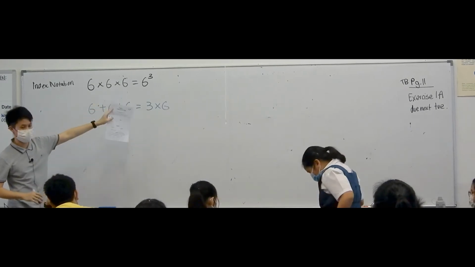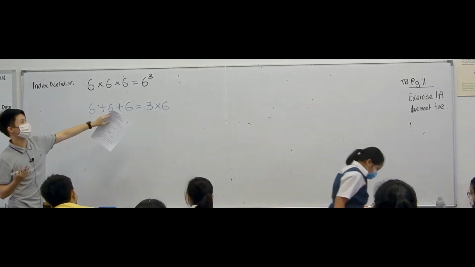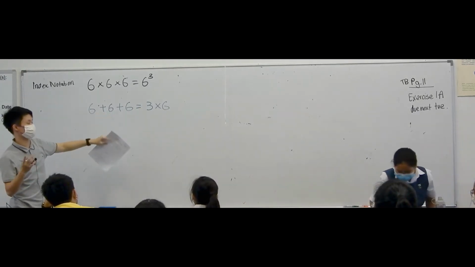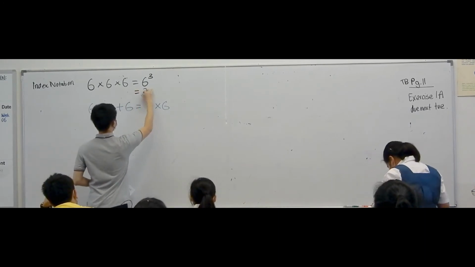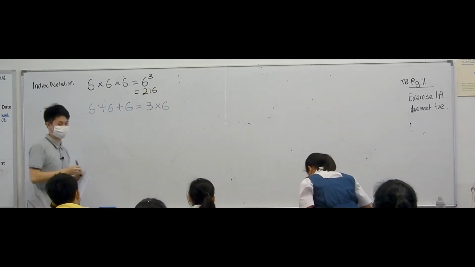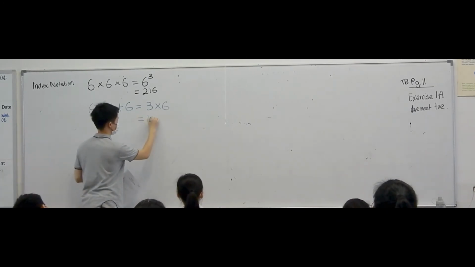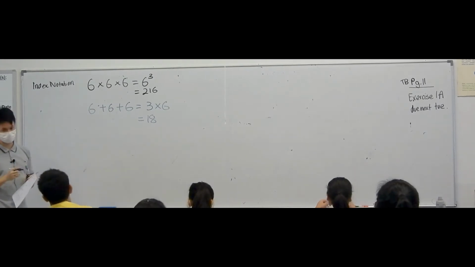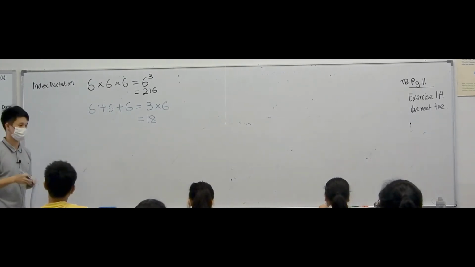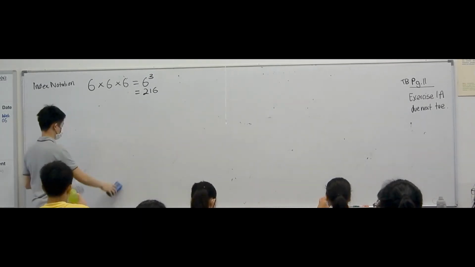6 to the power of 3 is what? It's a very big number, right? It's 216. The value of 6 to the power of 3 is 216. The value of this is 18. Think carefully before you write. Both are very, very different things. Let me remind you. So that's index notation.